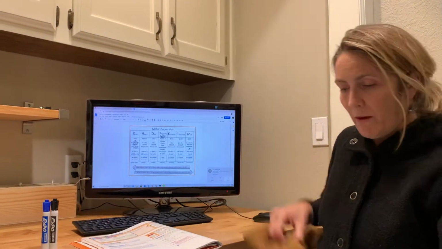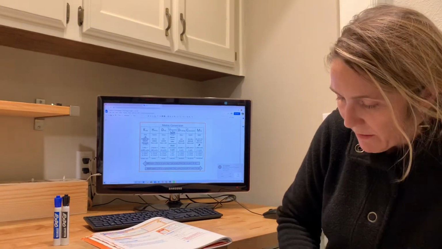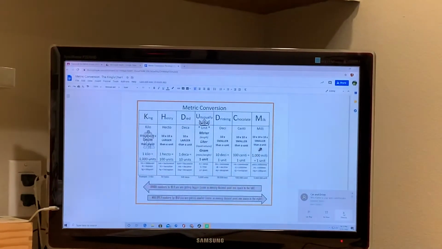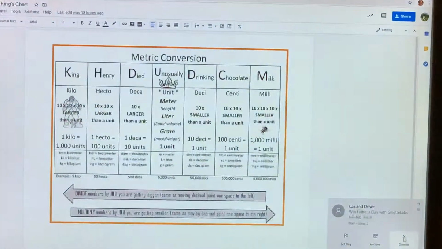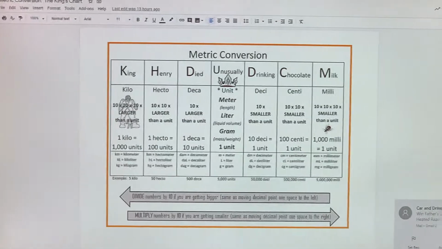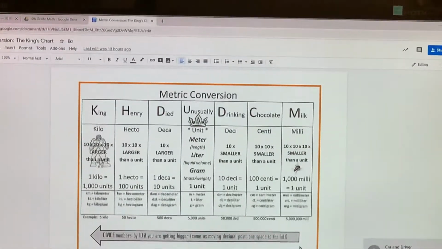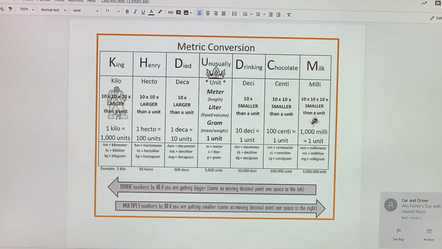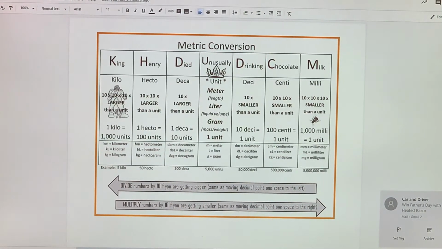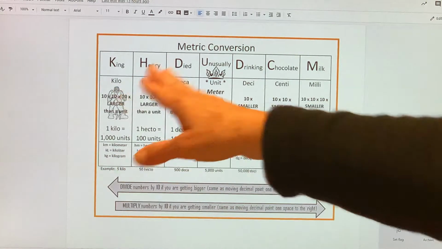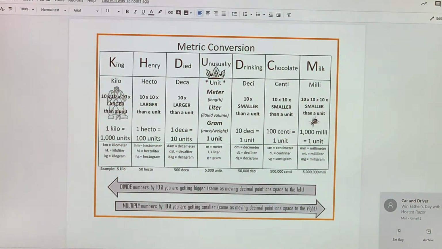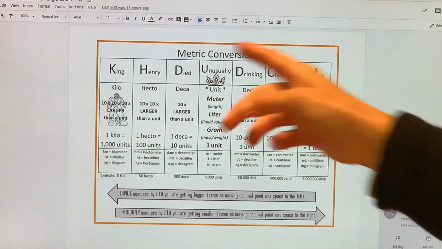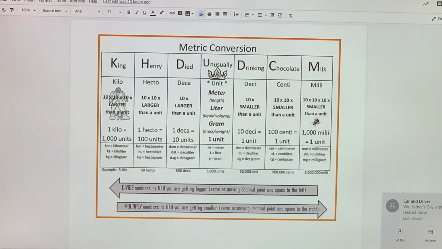Let me get you set up for today's lesson. Behind me on the computer screen, this is what you'll find in the lesson. This is the conversion chart. This is the one I found. It says King Henry died unusually drinking chocolate milk. Then the one that I've always used is King Henry doesn't usually drink chocolate milk. And it doesn't matter either way. It's a mnemonic device to help you remember the difference between the large units and the small units. It's a bit confusing and it tells you how to figure it out, but just remember the prefix on each one of those and it'll help you.